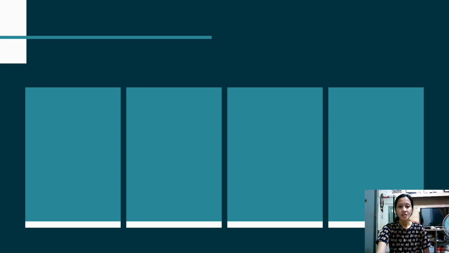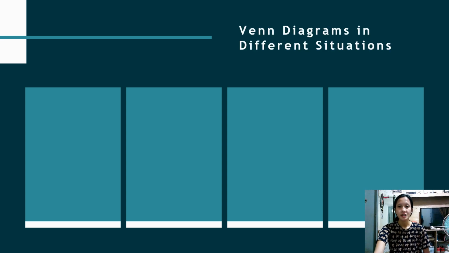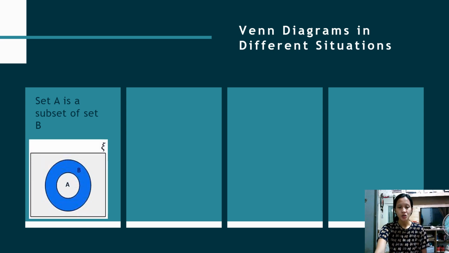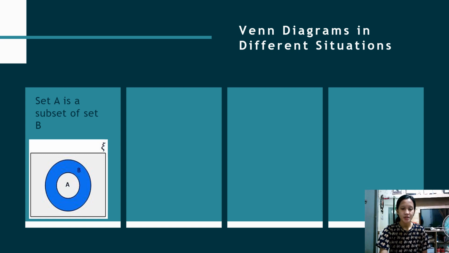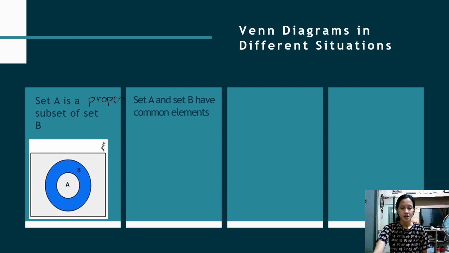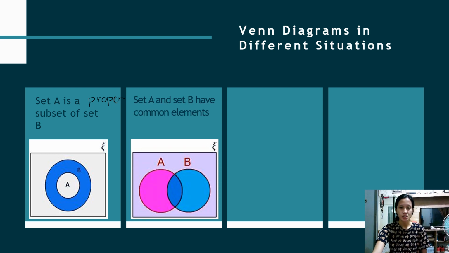Okay, so please take note of the Venn diagrams in different situations. The first situation is set A is a subset of set B. So this is how we're going to illustrate it. Let me use the term proper subset para dili malibog. When we say proper subset, mas gamay jud ang element sa usa ka set, just like this one. So B is the mother set and A is the proper subset. Set A is a proper subset of set B. And of course, as you can see, it's inside the universal set.